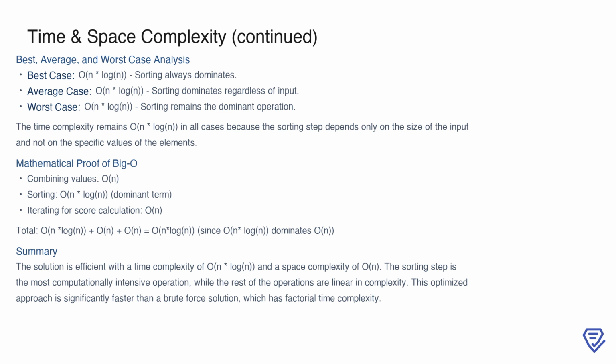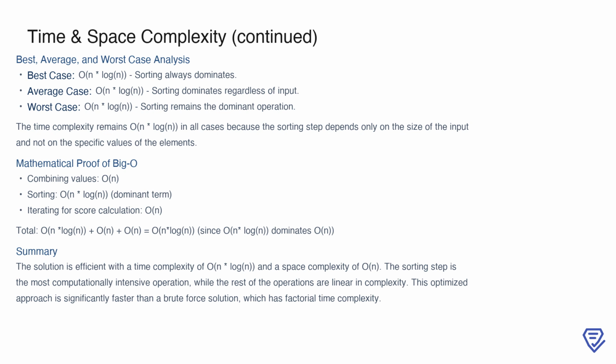To summarize the mathematical proof, the time complexity includes O(n) for combining values, O(n log n) for sorting, and another O(n) for iterating through the sorted list to calculate scores. Adding these together, we get O(n) plus O(n log n) plus O(n), which simplifies to O(n log n), since the sorting step dominates. The space complexity is O(n), as it is determined by the combined list of tuples.